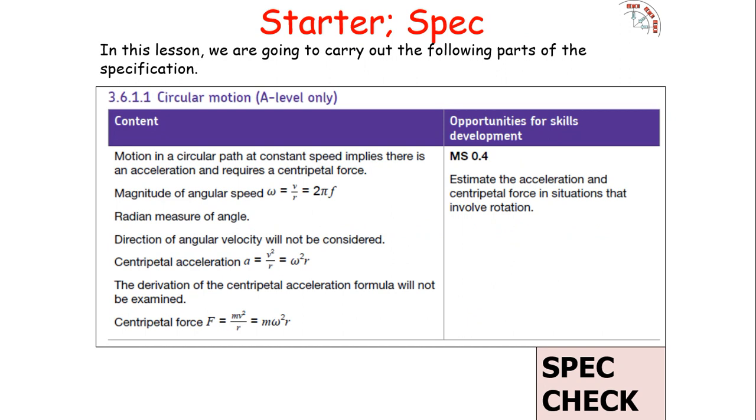So we're going to look at the following part of the AQA A-Level Physics specification. So we're going to look at the circular motion aspect of periodic motion, and we're going to focus on the bottom half of this particular specification point, focusing on centripetal acceleration and centripetal force.